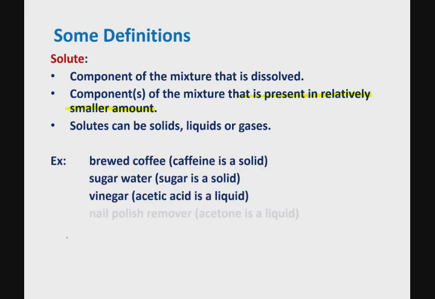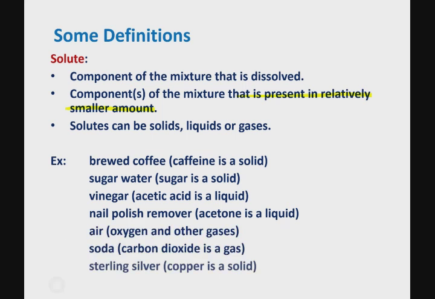So here are some examples of solutions where hopefully you'll notice that the solutes are in different physical states. Brewed coffee, caffeine is a solid. If you added sugar to that coffee, sugar in its pure form is also a solid. Sugar water, of course, sugar is a solid. Vinegar is not a pure substance. It's a homogeneous mixture, a solution of something called acetic acid in water. Acetic acid in its pure form is a liquid. Nail polish remover, acetone, the solute, is a liquid in its pure form. Air, oxygen, and other gaseous components in air that are solutes are gases in a pure form.